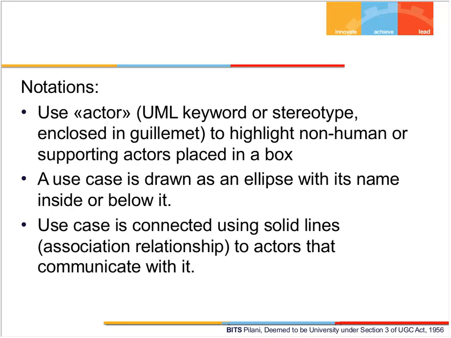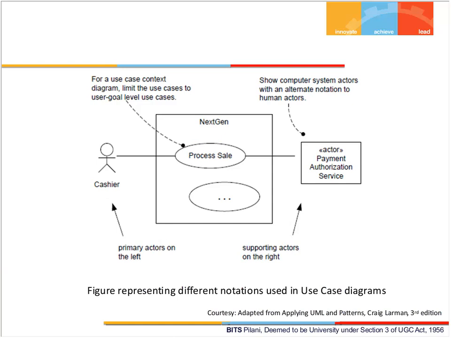Okay, I'll take you to the next slide first, right? So this is how a partial use case diagram looks like. I'm just emphasizing the notation. So this is your stickman figure, which represents an actor. Left hand side, you have the primary actors, and right hand side, you have the supporting actors, right?